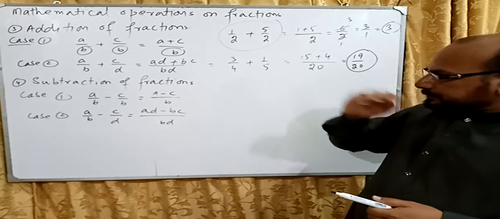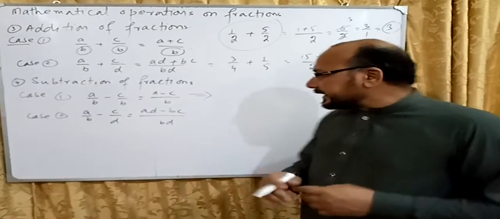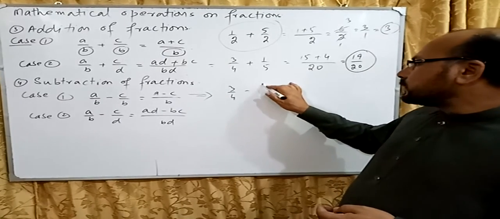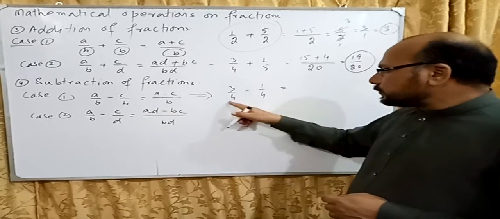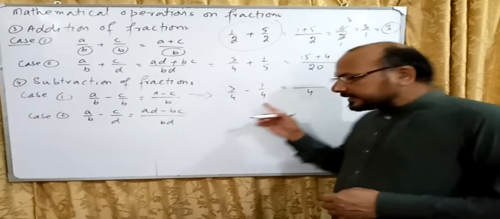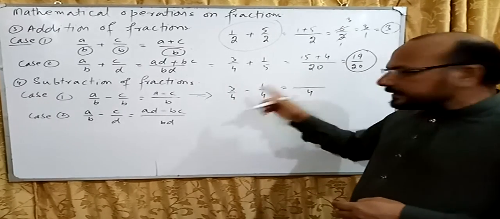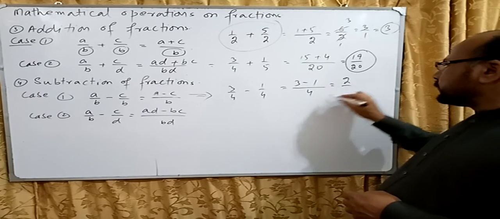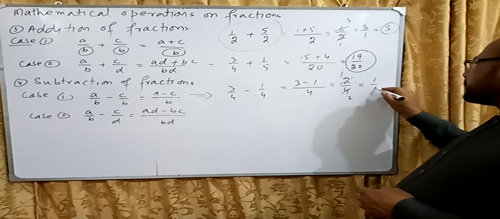Now, in the case of the same denominator, suppose we take an example like 3 over 4 minus 1 over 4. What we have to do is take one of these two denominators as the LCM, that will be 4, and subtract the numerators directly. 3 minus 1 equals 2, divided by 4. So 2 ones are 2, 2 twos are 4.